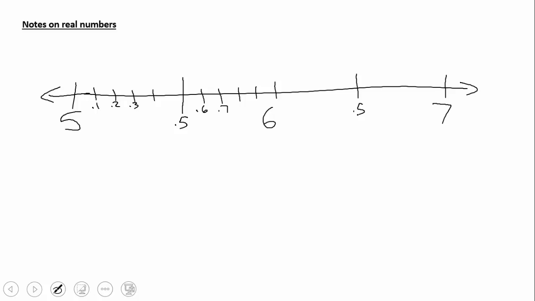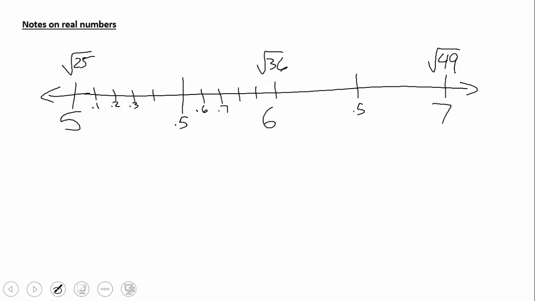So I know that the square root of 25 is 5. I know the square root of 36 is 6. And I know the square root of 49 is 7. Now, when we're approximating square roots, it's because we don't have perfect squares. So that means somewhere between 5 and 6 falls the square root of numbers between 25 and 36.